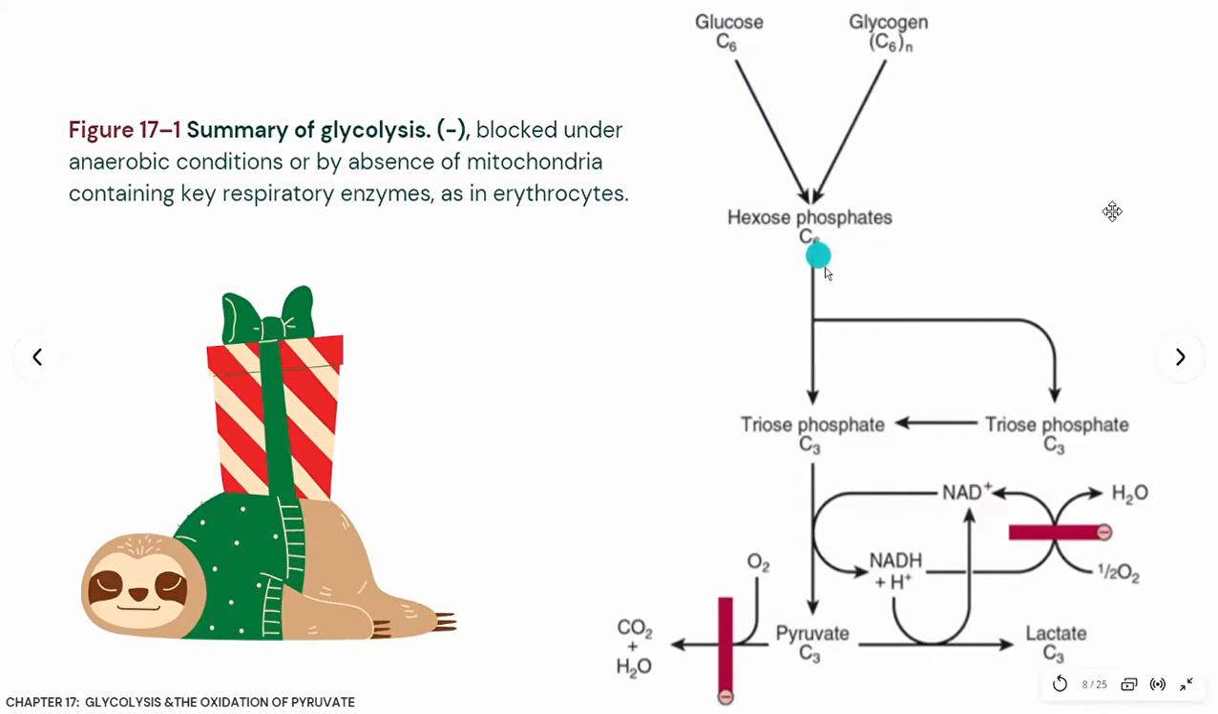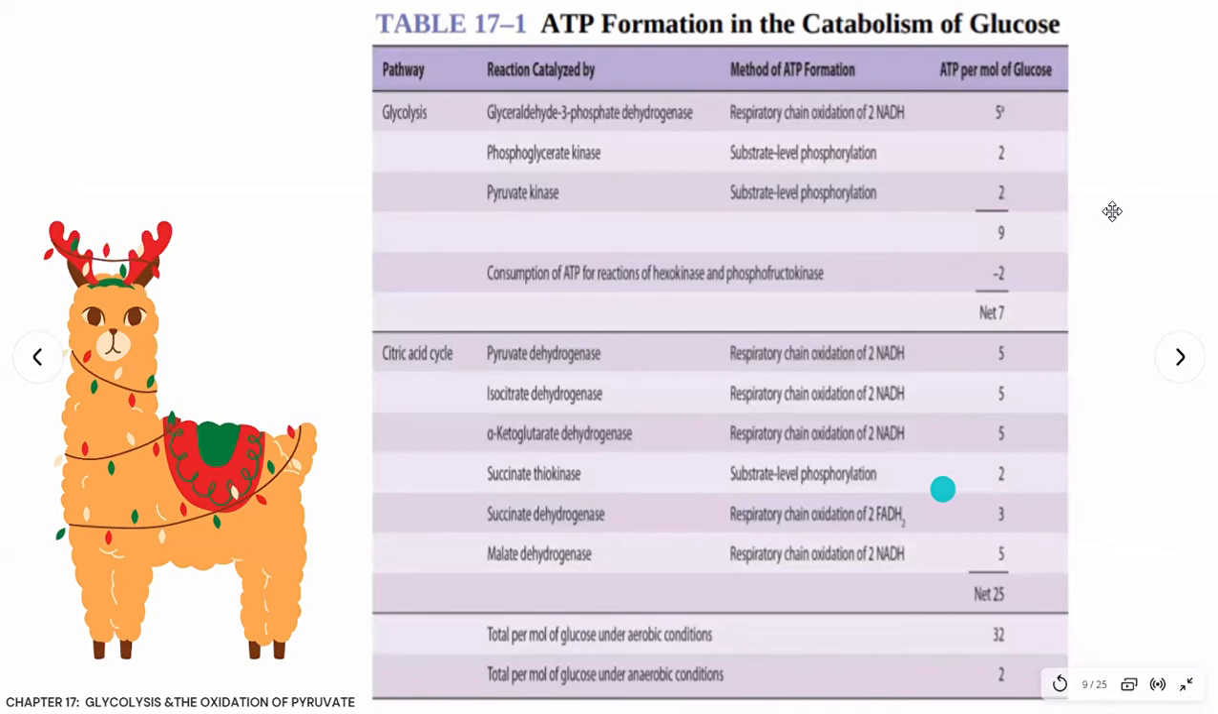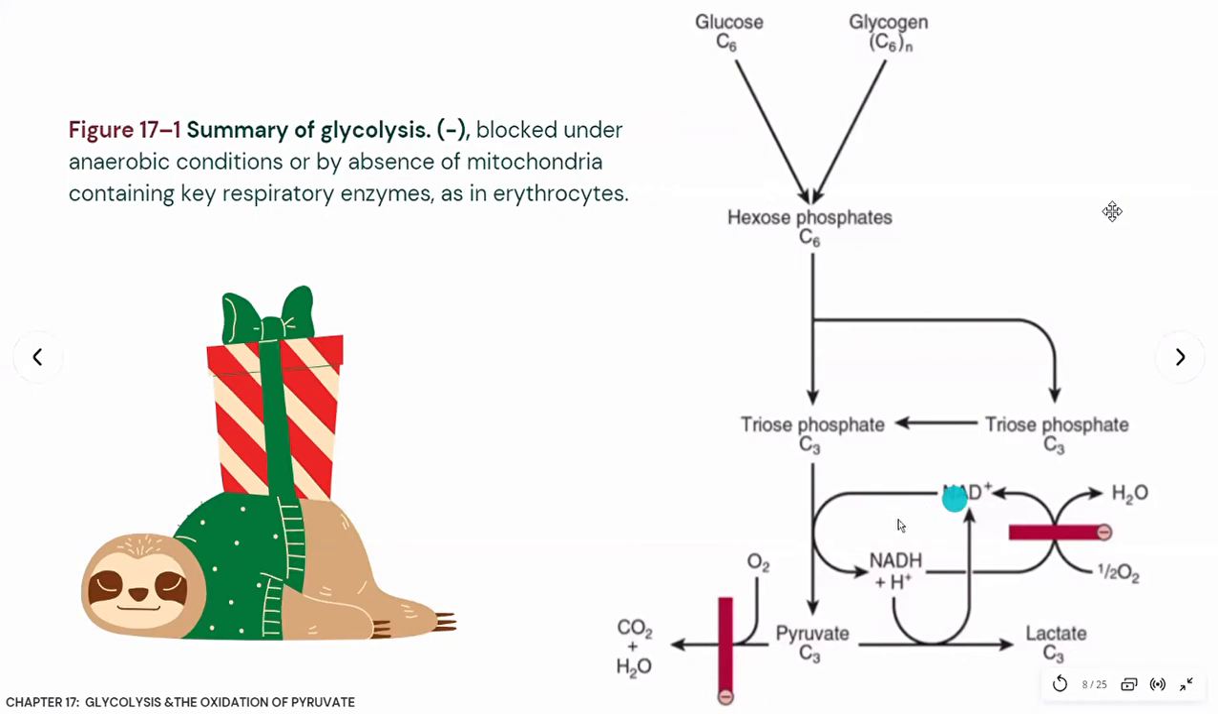Hexose phosphate is split in the middle, and you have 2 triose phosphates. One is glyceraldehyde phosphate, the other one is dihydroxyacetone phosphate. This can be converted to glyceraldehyde phosphate. And then it goes through a series of reactions down to pyruvate formation. Okay. Now, in this area here, there is oxidation of your glyceraldehyde phosphate. It is oxidized and you have NAD as the acceptor of your hydrogen, and it becomes NADH plus H.